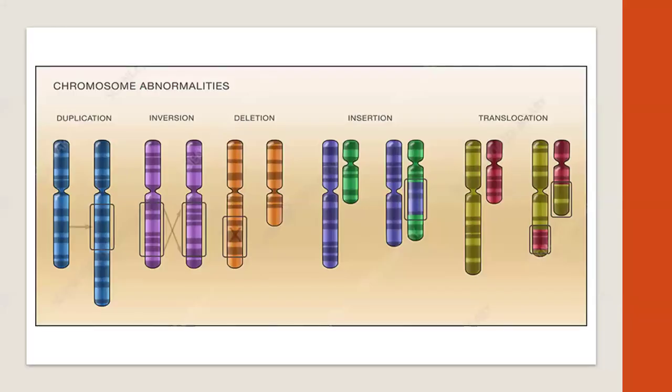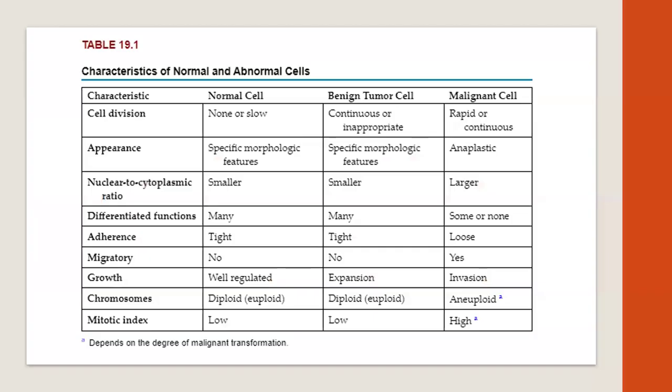So you can have a bunch of different chromosomal abnormalities. We're not going to be asking you to know specifics, but this kind of explains some of the whys on different chromosomal problems. Here's a table that really outlines the difference between normal cells, benign tumors, and malignant tumors.